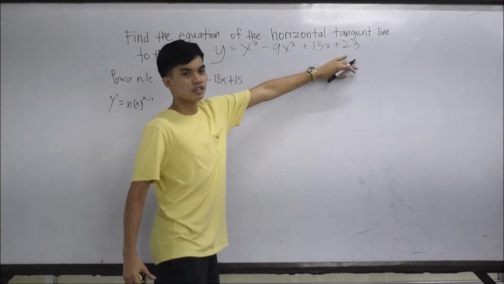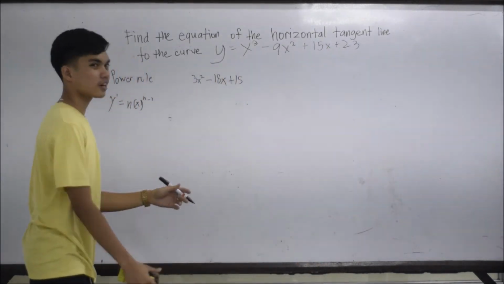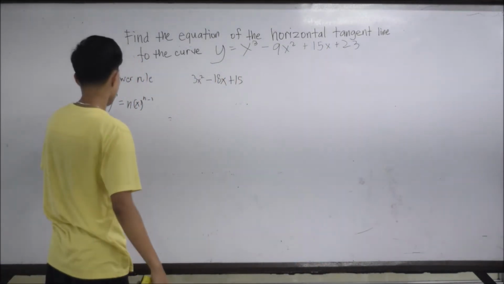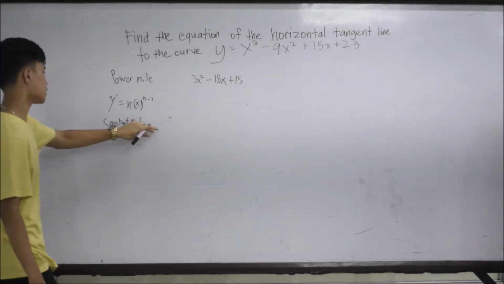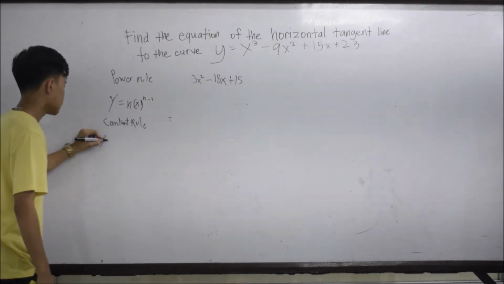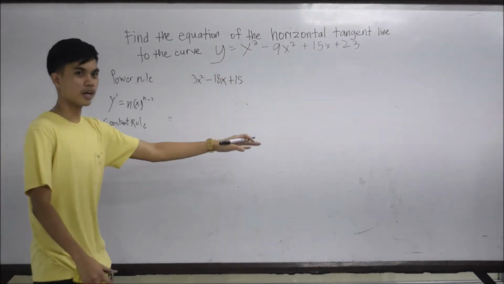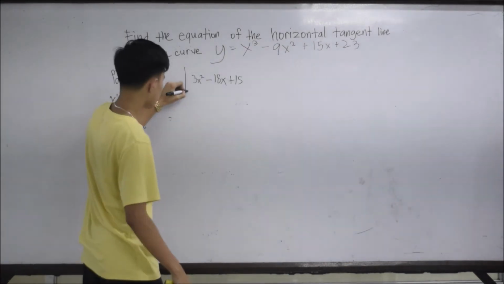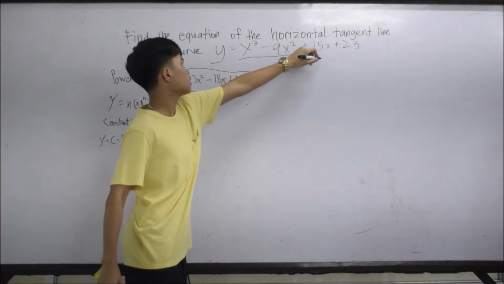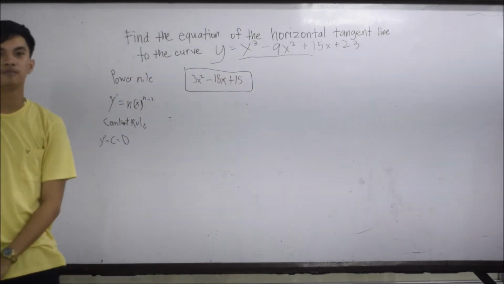And you wonder why 23 is gone there, because we use the constant rule where y prime is equal to c equals 0. So that's why 23 is gone in the equation. So this is the derivative form of the equation y equals x cubed minus 9x squared plus 15x plus 23.